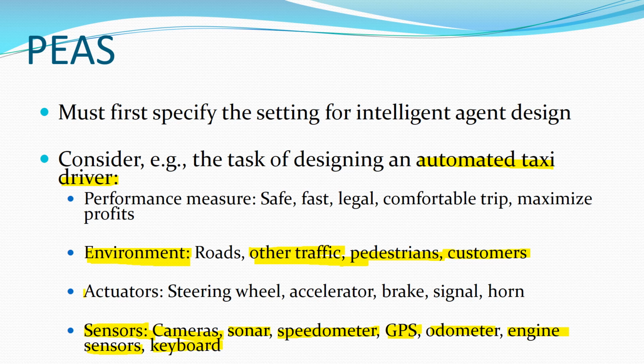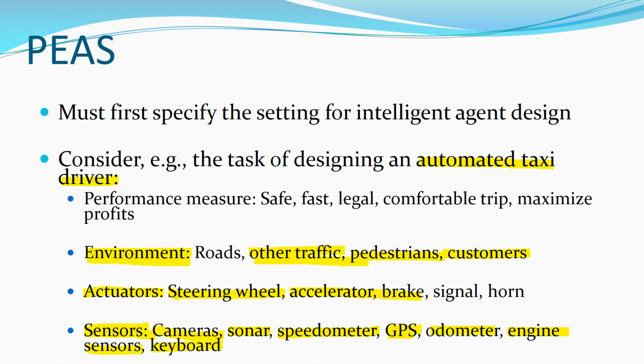Now, what may be the actuators? Actuators are going to act in the environment. So what is going to act in the environment? A taxi is driving in the environment. To drive that taxi, first we need a steering wheel. The steering wheel is required to turn left or right or to go straight. Accelerator is required to adjust the speed of the taxi.